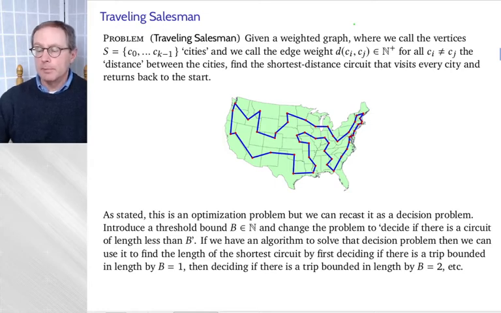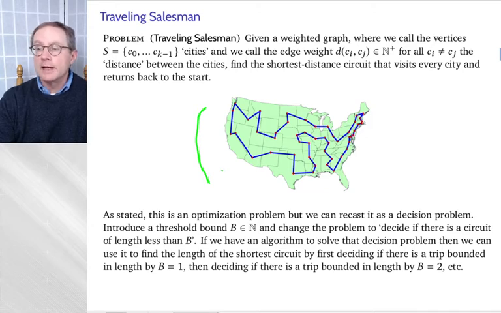What I've drawn there in the picture is actually the Hamiltonian circuit that is the minimal traveling salesman solution. Okay, today computers are so fast you can easily do the computation, but the idea is that you're given a weighted graph where the vertices are the cities, and the weights are the distances between the cities, and you've got to find the minimal circuit among all the cities. So as stated, this is an optimization problem. I'm trying to find the minimal one.